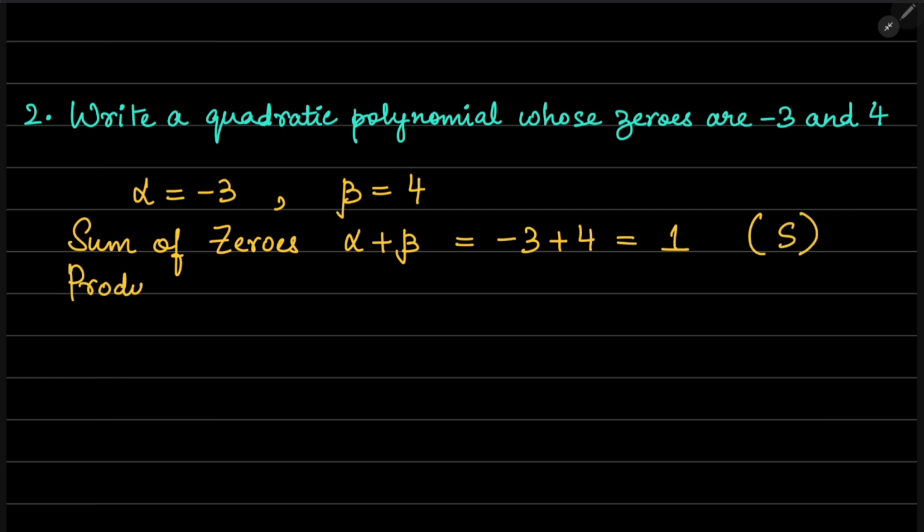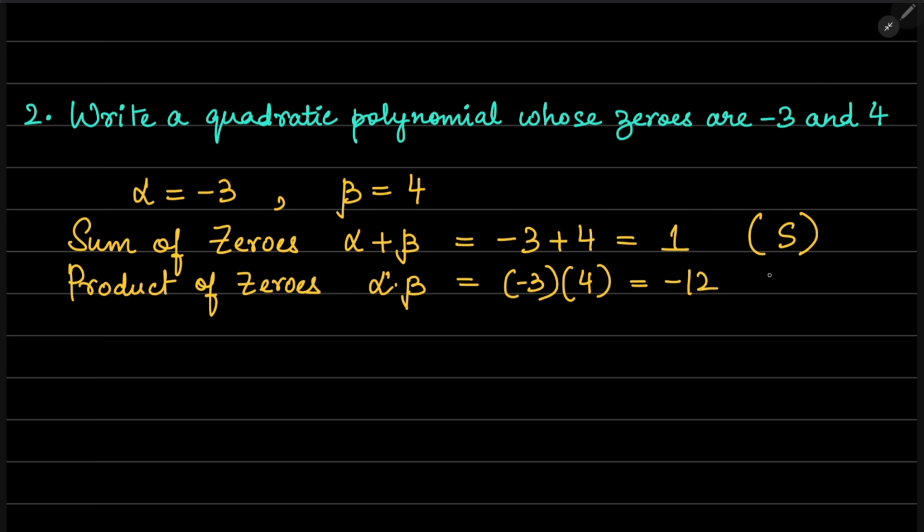And then find the product of the zeros, that is alpha into beta. Minus 3 multiplied by 4, which is nothing but minus 12. I'm going to denote the product of zeros as P. If you know the sum of the zeros and the product of the zeros, you can form a quadratic polynomial which will have these two values as sum and product of the zeros respectively.